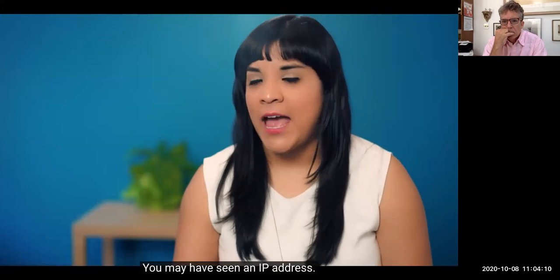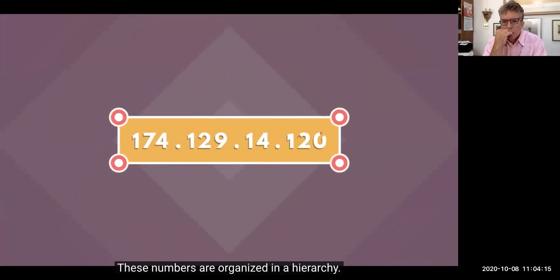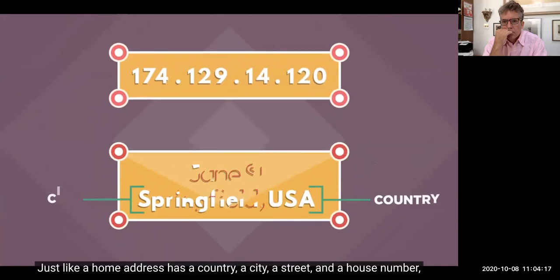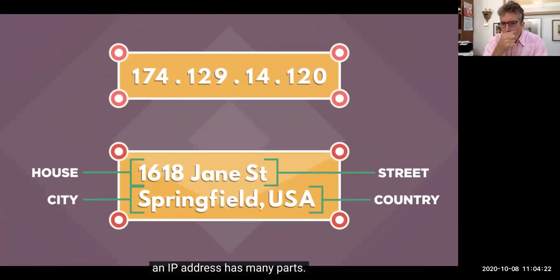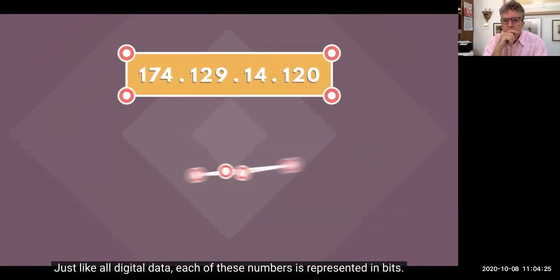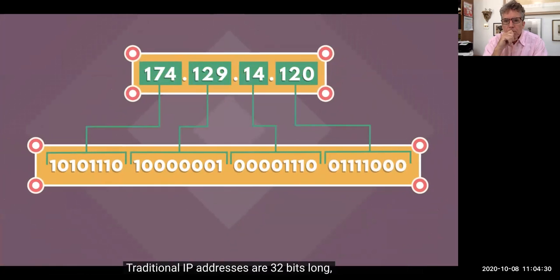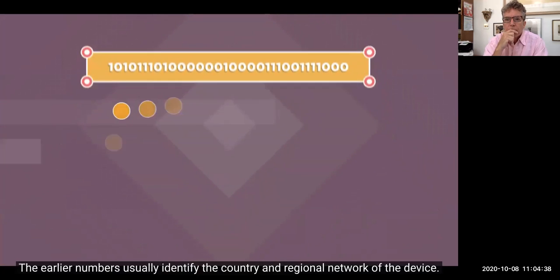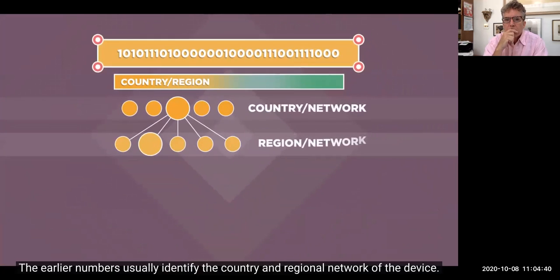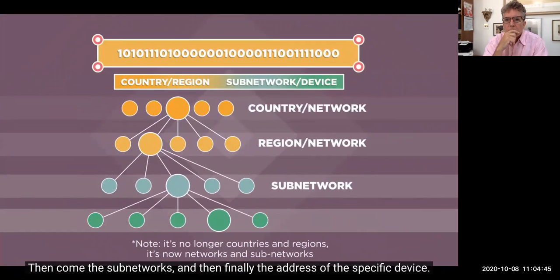You may have seen an IP address. It's just a bunch of numbers. These numbers are organized in a hierarchy. Just like a home address has a country, a city, a street, and a house number, an IP address has many parts. Just like all digital data, each of these numbers is represented in bits. Traditional IP addresses are 32 bits long, with 8 bits for each part of the address. The earlier numbers usually identify the country and regional network of the device. Then come the subnetworks, and then finally the address of the specific device.